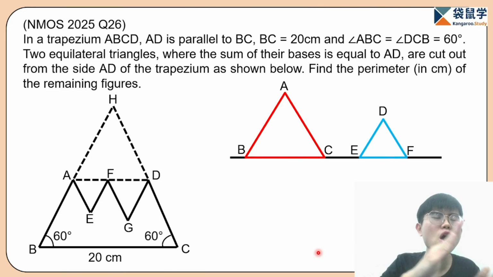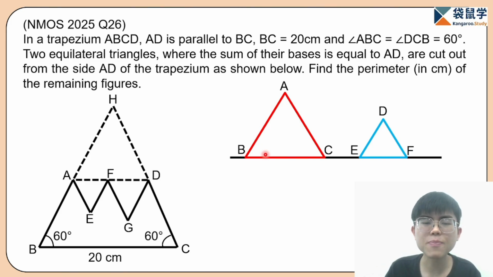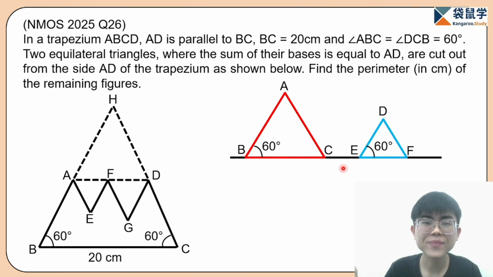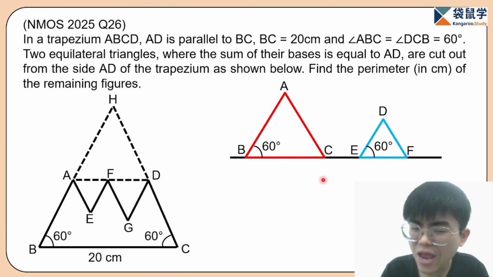Since both of them are equilateral triangles, therefore, this part and also this part, the angle is 60 degrees. So now everyone, what can we say about the characteristic or the relationship of the line AB and also DE? What can we say about it? They are parallel. And what can we say about AC and DF? They are also parallel, right everyone?